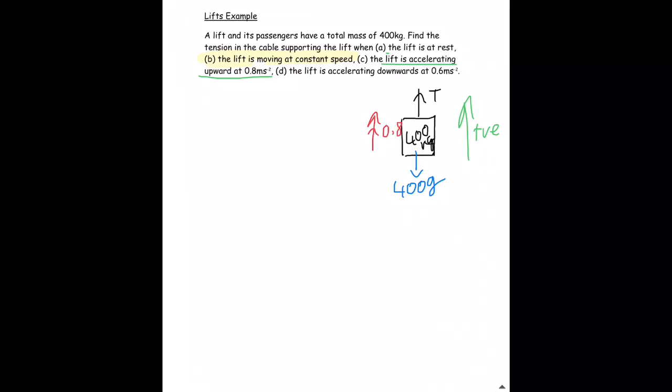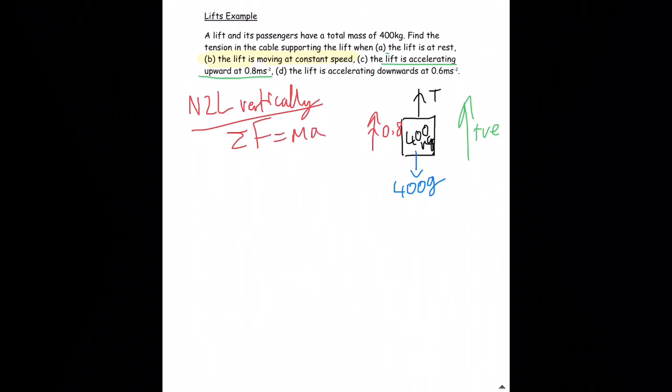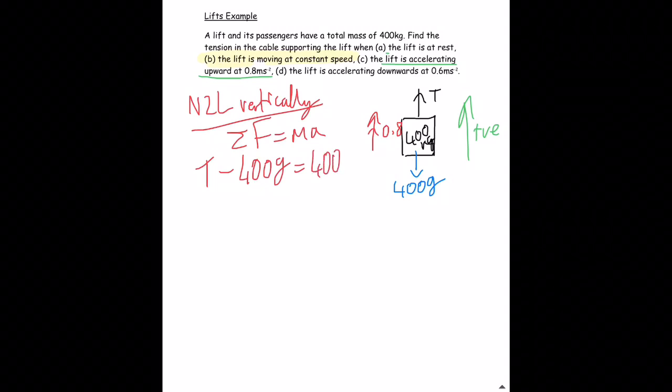So in this case, I would still pick up as my positive direction because I'd always try and take the direction of acceleration. And then if I apply Newton's second law vertically to this, I've picked up as positive, so the sum of all of my forces equals mass times acceleration. My forces up are tension pulling me up, and pulling me down is the weight in the negative direction. That equals the mass times the acceleration, 0.8.